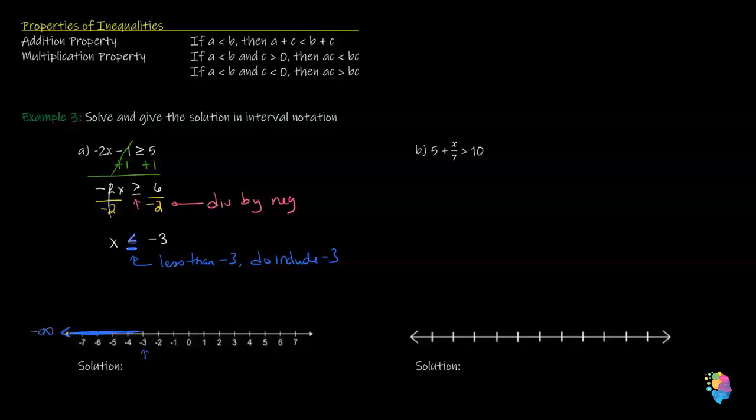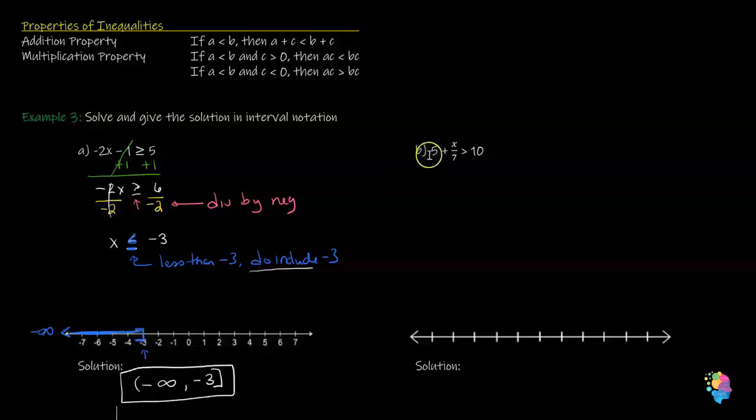So my solution, I'm going to read my number line from left to right. So then that is from -infinity to -3. Since I do include the -3, then this takes a bracket. So then my solution at -3 has a bracket, and infinity is always a parentheses. And here's the solution for this inequality.